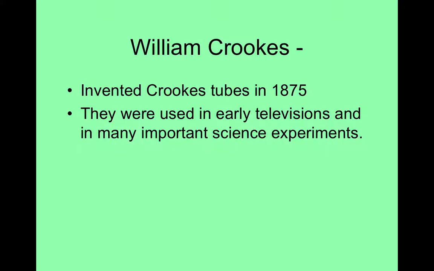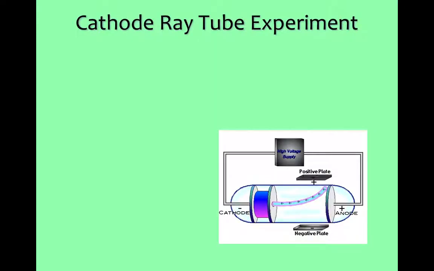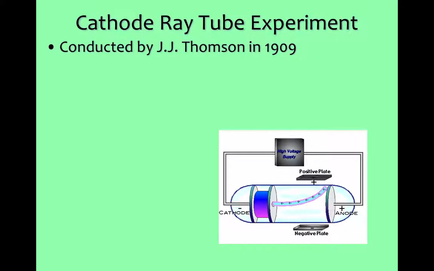Now, William Crookes invented what was called the Crookes tube in 1875, and these were used in early televisions, but they're also going to be used in many important science experiments. And these tubes just allow light to be shined through them or passed through them using electrical current. So it basically converts electrical current into light. And you can see an example here. The Crookes tube was also sometimes called the cathode ray tube.